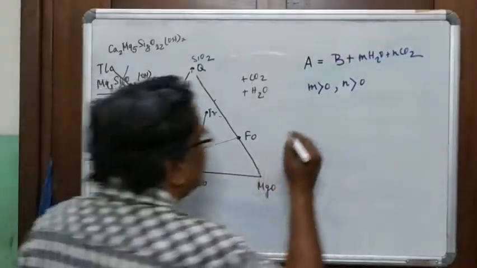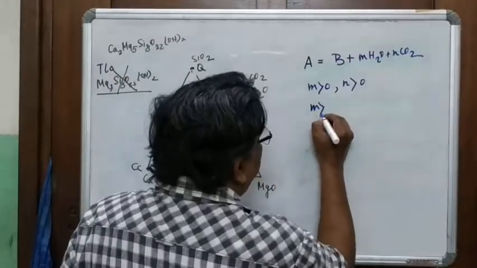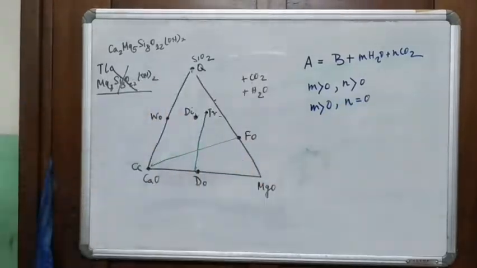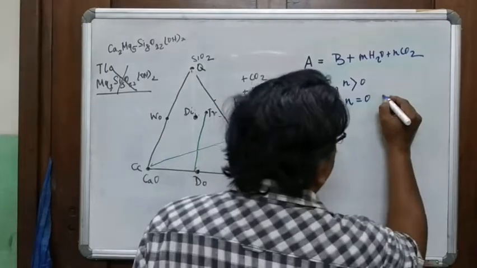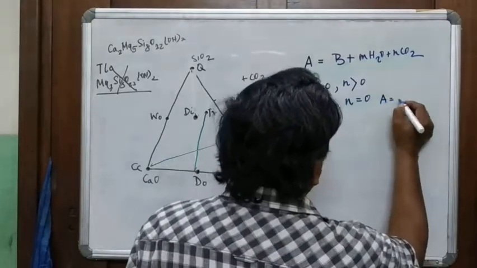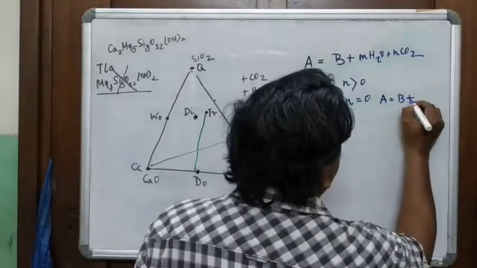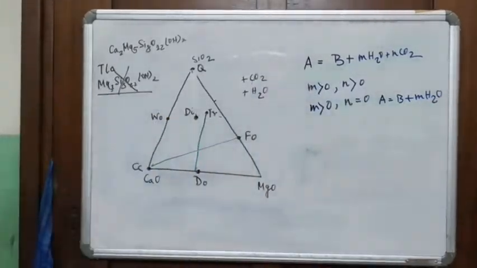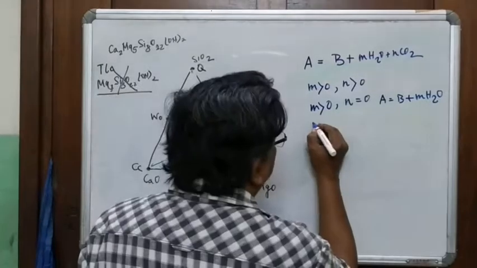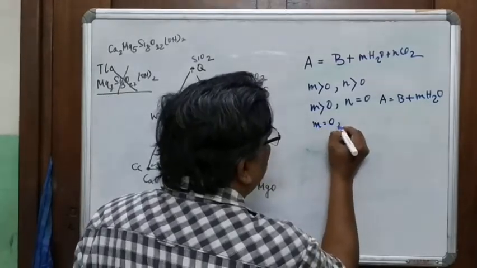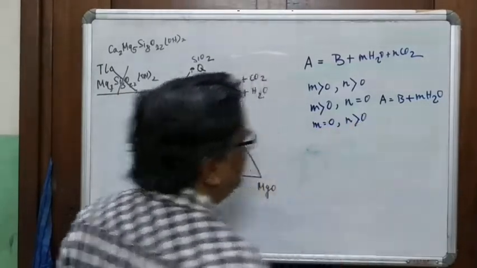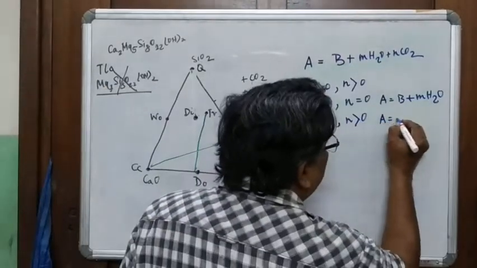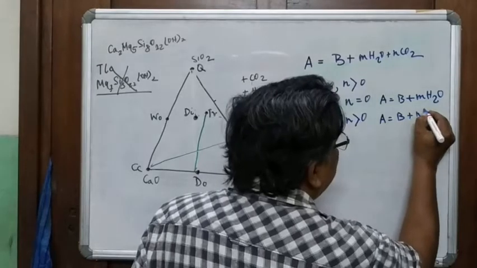If it was like this, then say for example, m greater than 0, n equal to 0. What will happen? You will have a reaction, A = B + mH2O. Or you could have a reaction where m is equal to 0, n is greater than 0. What would this mean? It would mean A = B + nCO2.